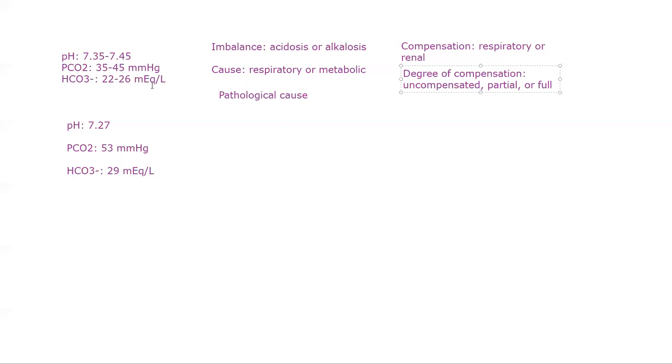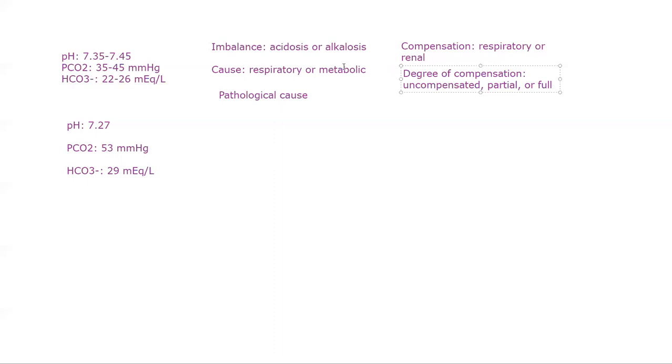Anytime that we see values outside of those ranges, then we know that something's going on, and we're going to look for 4 things. First of all, we're going to look at the type of imbalance. Is it going to be an acidosis or an alkalosis? We're going to look at the cause of that acid-base imbalance. Is it going to be a respiratory cause or a metabolic cause?